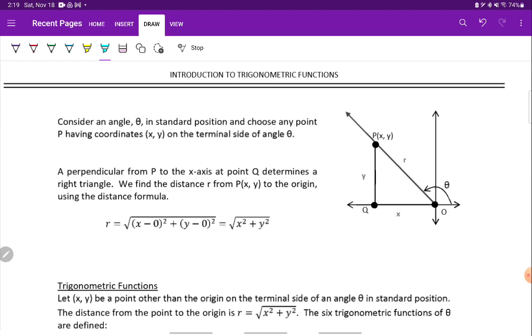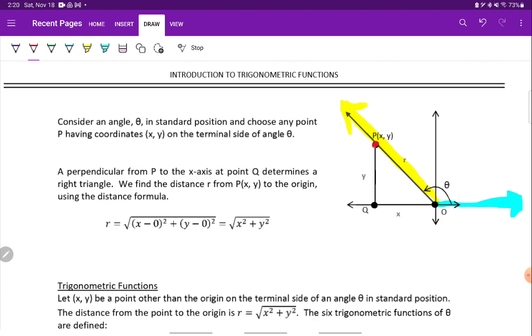Standard position means that its initial side coincides with the positive x-axis, and then its terminal side is, well, somewhere else. So here I have it in the second quadrant. And I'm going to choose some point, call it P, on this angle. And since it's some point on the Cartesian plane, we can write that as the ordered pair (x, y).